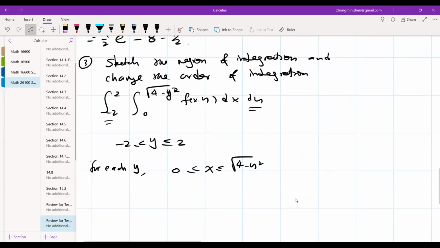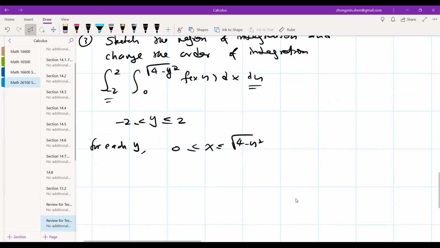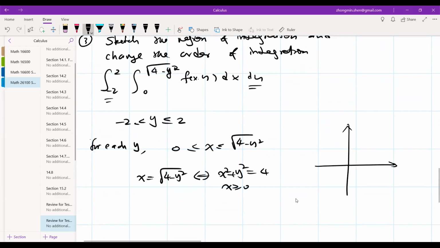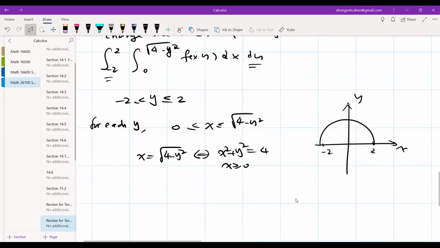Let's look at the case when x equals the square root of 4 minus y squared. This is equivalent to x squared plus y squared equals 4, but x is greater than 0. So that means it's a semicircle. What's the radius? 2. y goes from -2 to 2. So this is a semicircle.